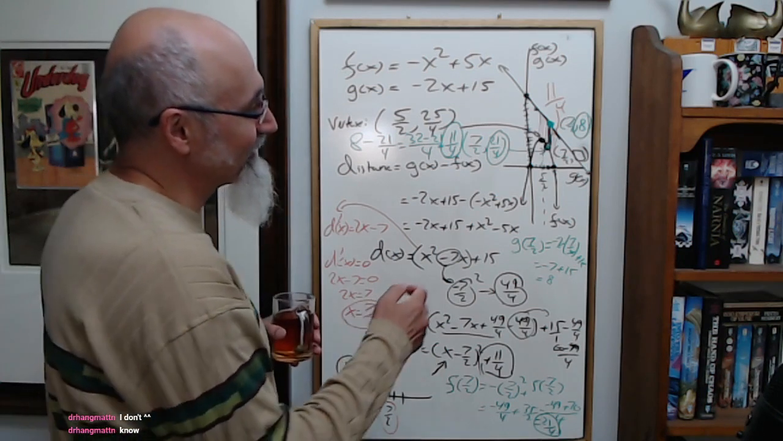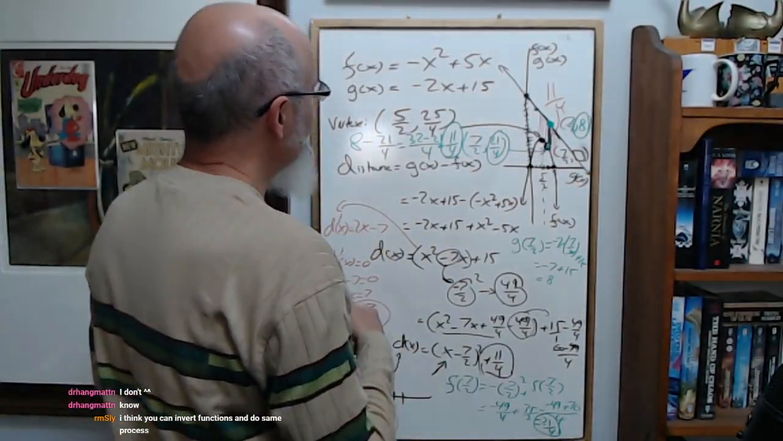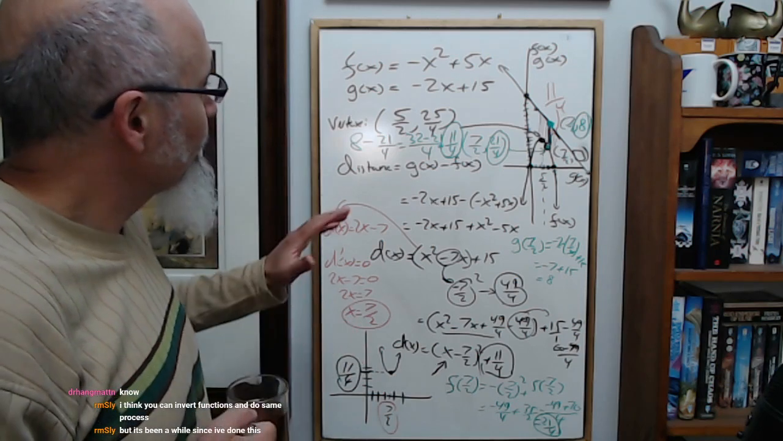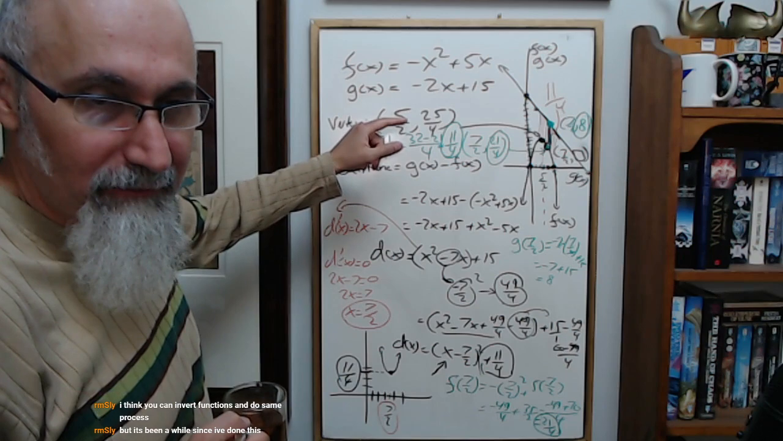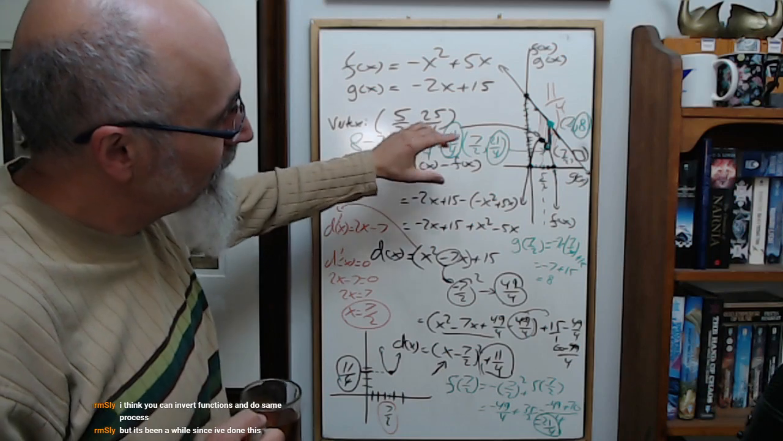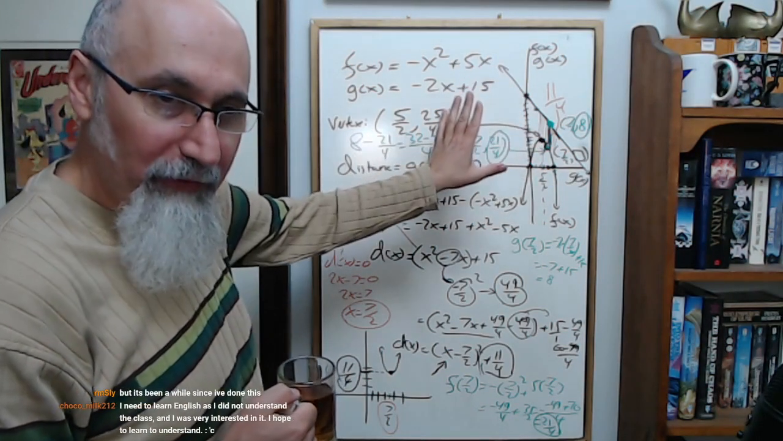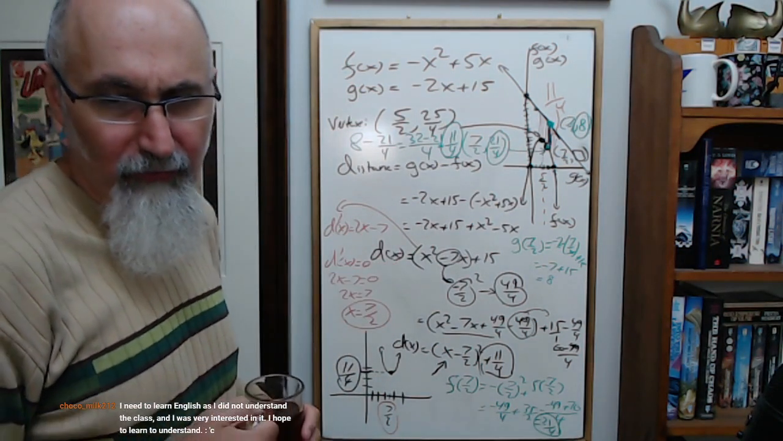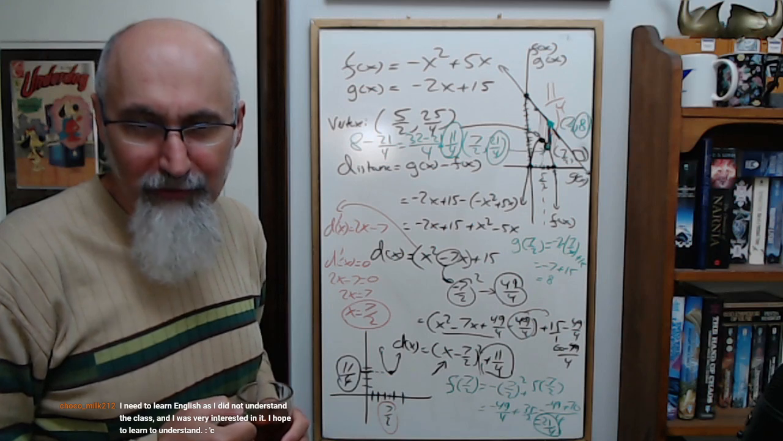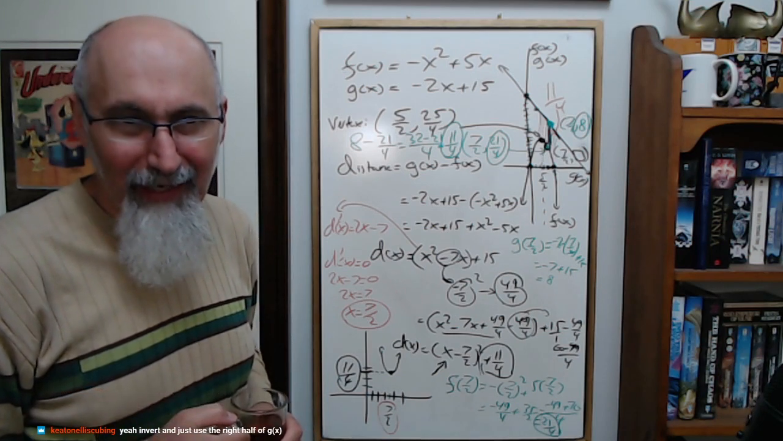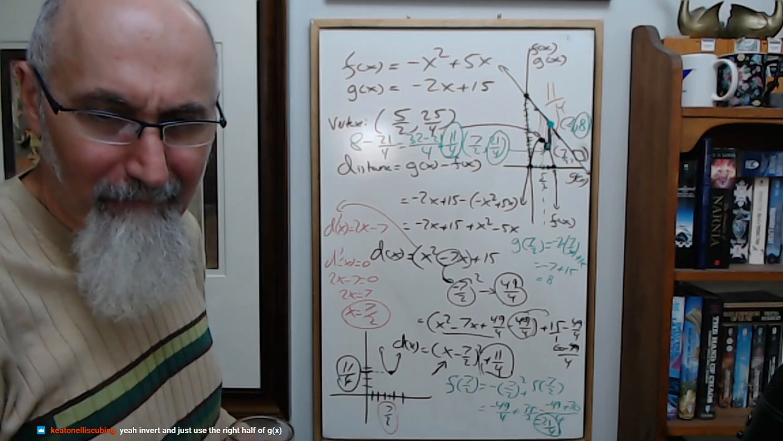How would you find the shortest x distance? You could do this, right? Flip these around. Do a 90 degree rotation on this. Make the x, y, and the y, x, and then find the shortest distance between those two points. I think you can invert functions. Yeah, and do same process. That's what I was thinking, but it's been a while since I've done this. I think you should be able to do that. Right, Sly?